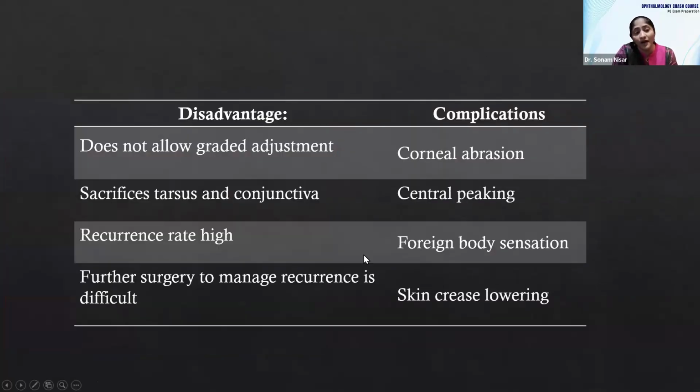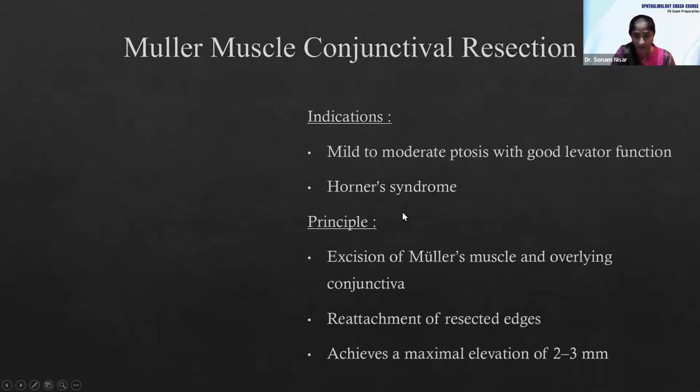Now, the disadvantage is that it does not allow you to alter or grade it once the surgery is done. It obviously sacrifices the tarsus and conjunctiva. There's a higher rate of recurrence. It can lead to corneal abrasions, altered contour, foreign body sensation secondary to the sutures that are there. And you may not get the desired lid crease in this procedure.